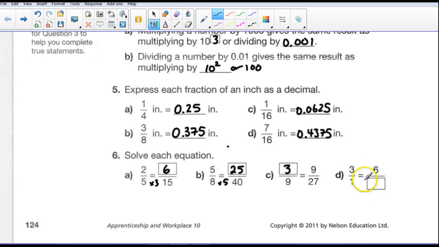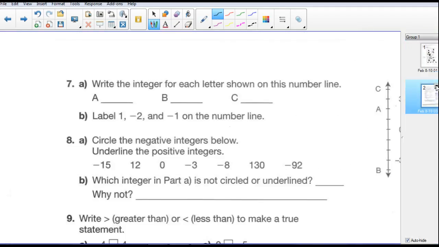And then, even though the box is on the bottom here, we can still do the relationship between the numerators. 3 to 6. Well, I multiplied by 2 going this way. 3 times 2 is 6, so I take 1 times 2 is 2. So 3 over 1 is the same as the fraction 6 over 2. Okay? So let's go and do a couple on this side.